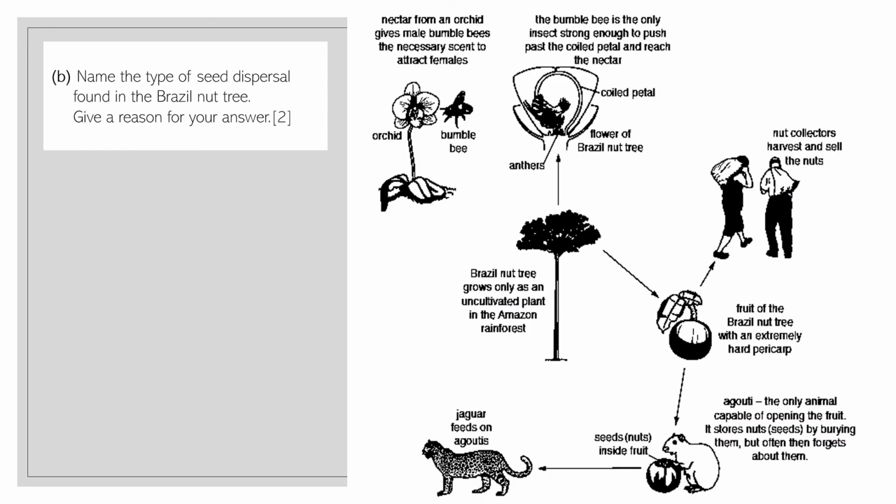Letter B, name the type of seed dispersal found in the Brazil nut tree. Give a reason for your answer. First thing we need to ask is what is being dispersed, and what is being dispersed is seed. So as you can see, the seed of the Brazil nut tree is collected and sold by humans, and then collected and eaten and stored by the agouti. So agouti and humans are animals. So the seed dispersal for this seed of Brazil nut tree is animal dispersal.